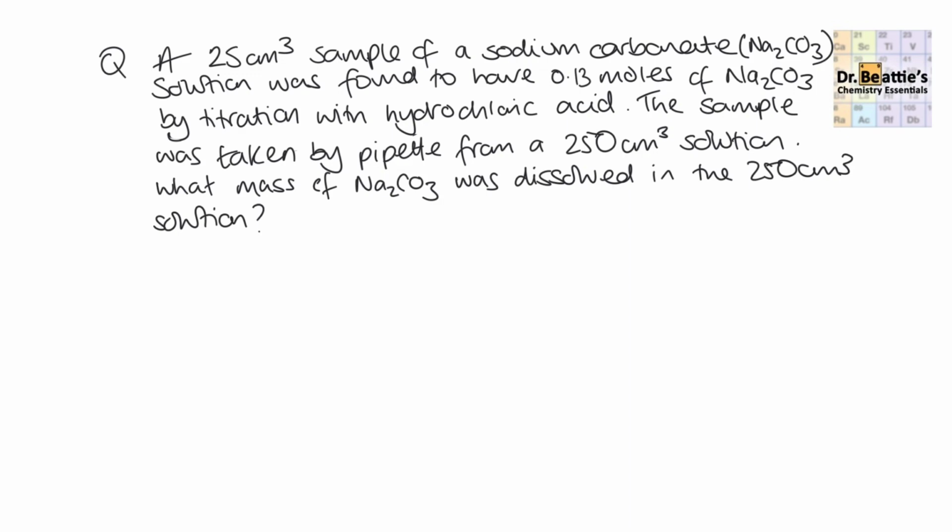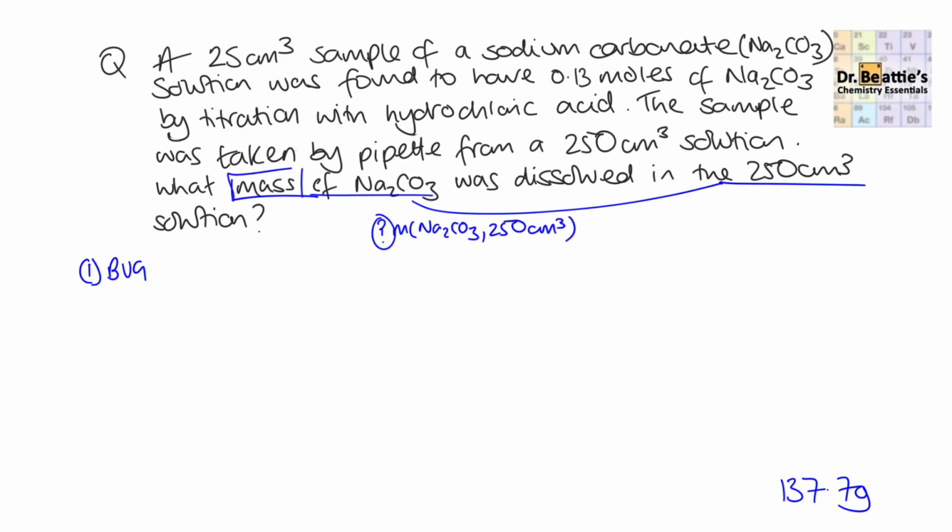Okay, if you got the answer that the mass of the sodium carbonate dissolved was 137.7 grams, then you've calculated the correct answer. Don't worry if you didn't, we're going to quickly work through this and explain exactly how you can get to there. First step, as always, is going to be to box the value we need to calculate and then underline any given values.